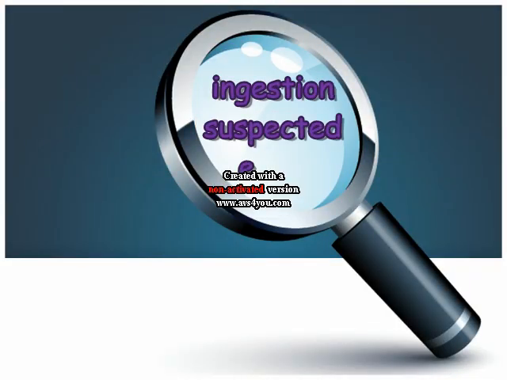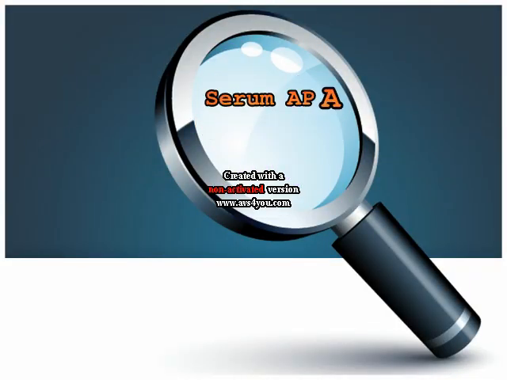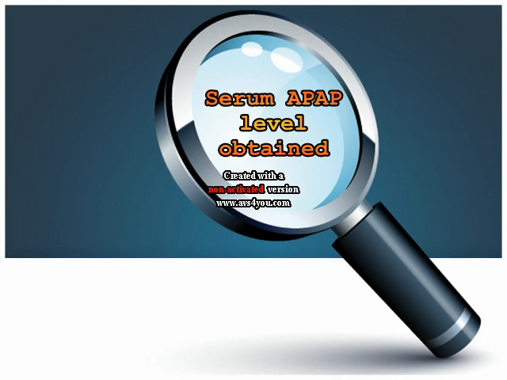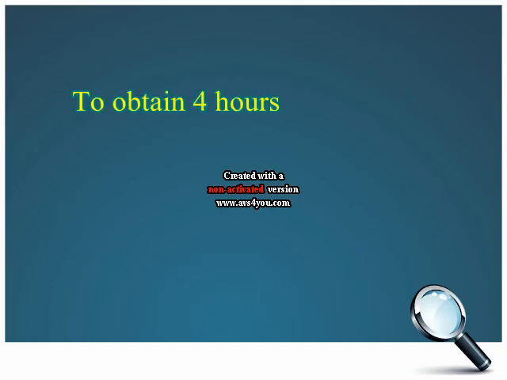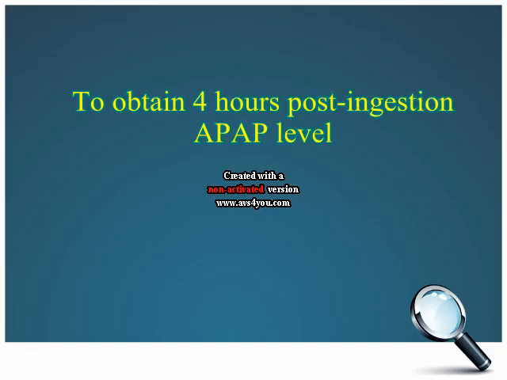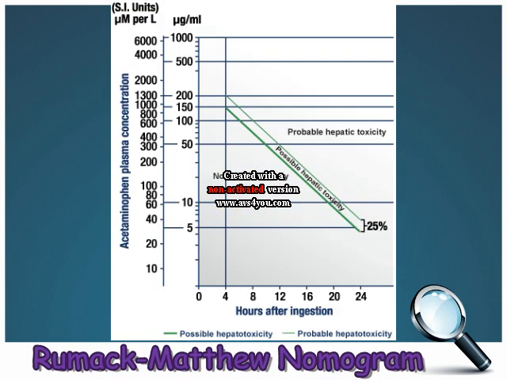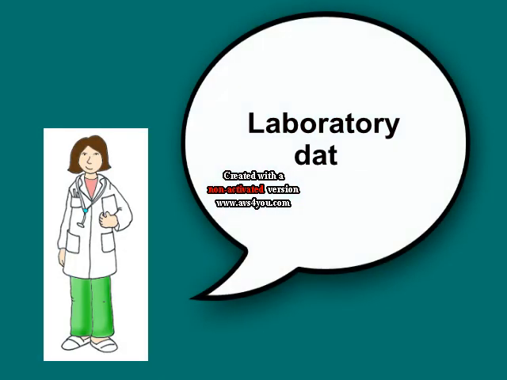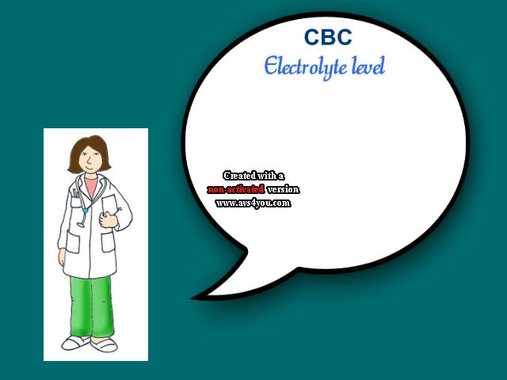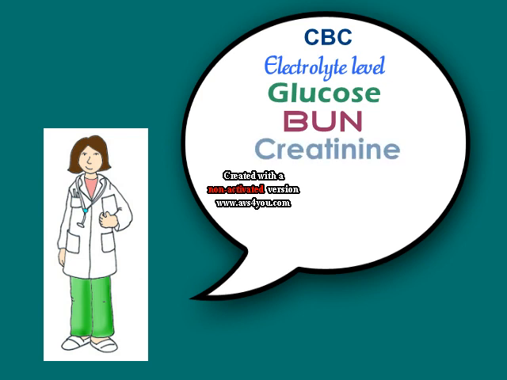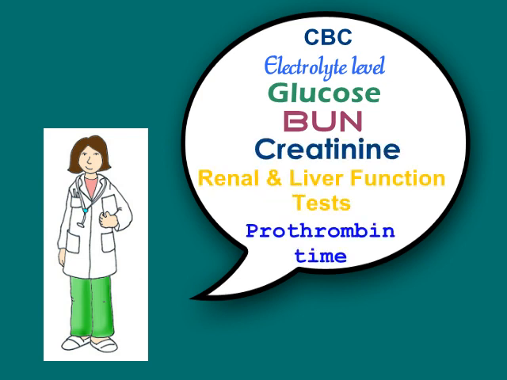Diagnosis is possible only if the ingestion is suspected early and the serum acetaminophen level is obtained. To obtain a 4-hour post-ingestion acetaminophen level, use the Rumack-Matthew nomogram to predict the range of severity. Also, the use of laboratory data such as CBC, electrolyte level, glucose, BUN, creatinine, liver and renal function tests, and prothrombin time has been useful.